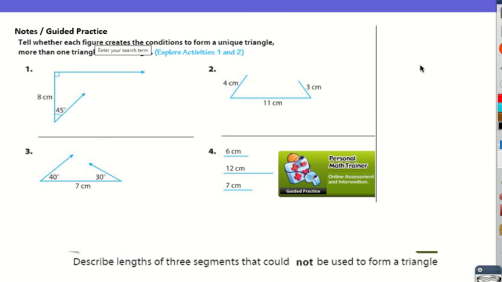Okay, so your notes. The first question says, tell whether each figure creates the conditions to form a unique triangle, more than one triangle, or no triangle at all. Oh, wait, we can write on yours? Yeah. Oh, that's right. Okay, sorry.